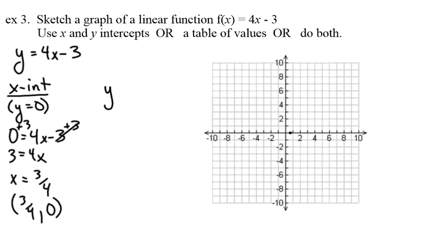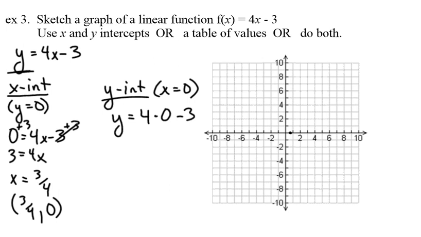My y-intercept, well, if I want the y-intercept, x is 0. So we know we'll have a y value if I use 0 for x. 4 times 0 is 0. So y is negative 3. So that means our intercept, when x is 0, y is negative 3. So there's my second point. So I can now create that graph.